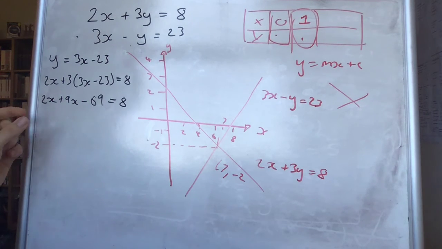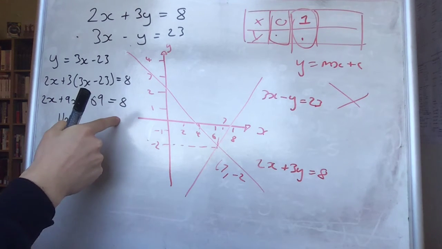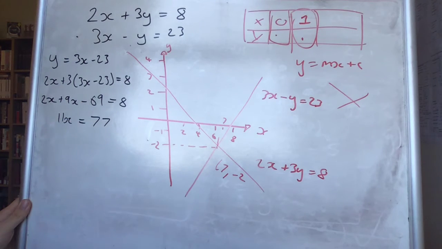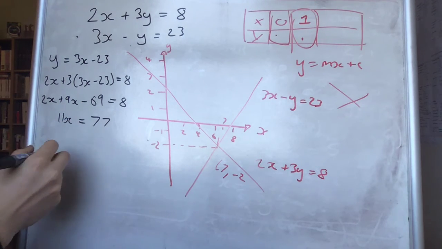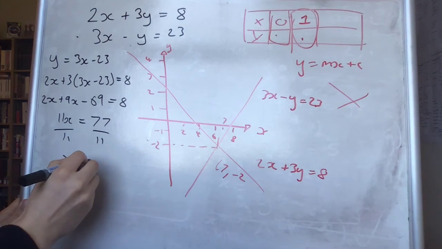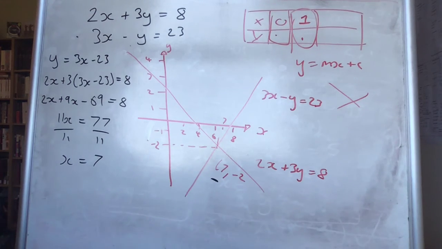And so let's collect our like terms. 9x + 2x is 11x, and then we add 69 to both sides, so that will equal 77. And then we can divide both sides by 11. That's going to give us x = 7. And there we go. We can see that x = 7 over here. So that's correct, and that's where they intersect.